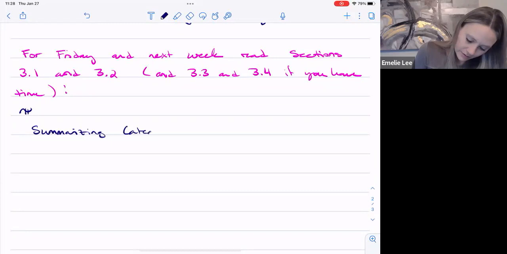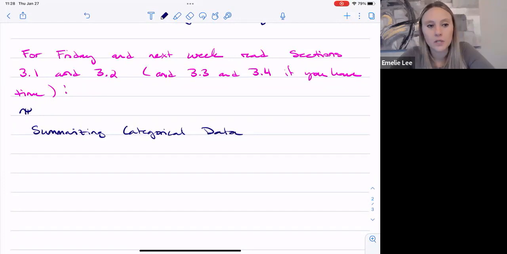Summarizing categorical data. So far, we've only talked about numerical data, and often numerical data is where we're going to put all our energy, because there's a lot that we can do. We can talk about the distribution, the center, and the spread, we have measures of center and spread, and we can find outliers using the 1.5 IQR rule. There's just a lot of stuff that we can do.